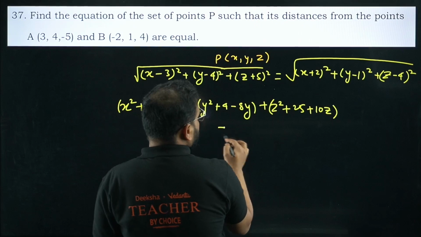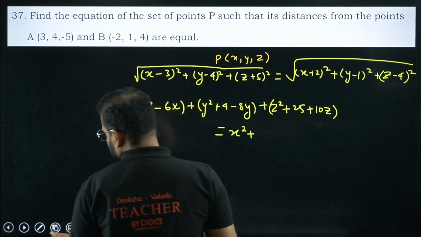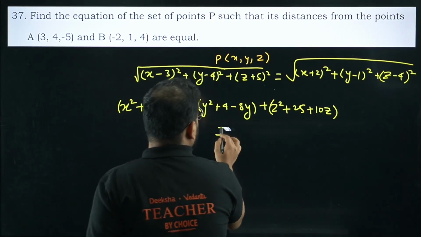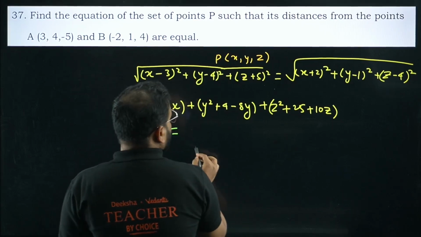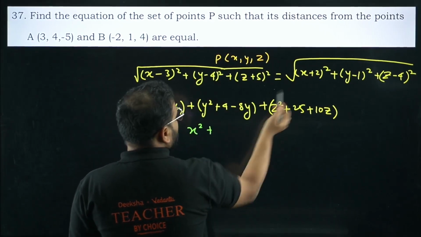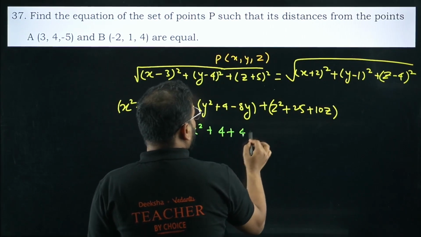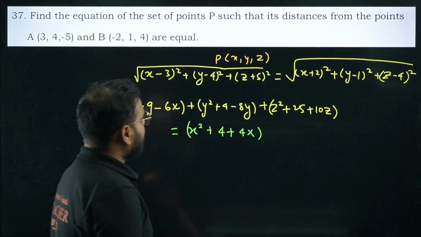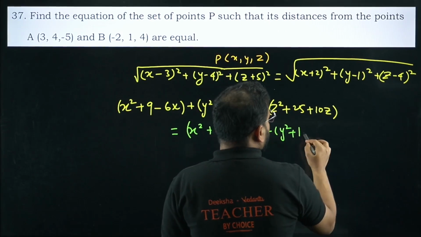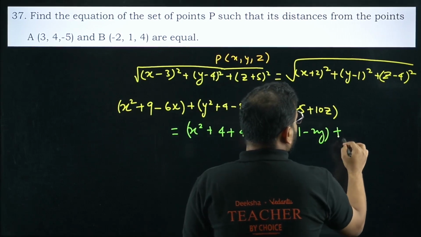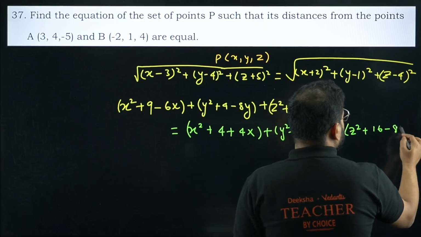What is this equal to? On this side I get x square plus 4 plus 4x, close it like this. Next, plus y square plus 1 minus 2y. Again you'll have z square plus 16 minus 8z.